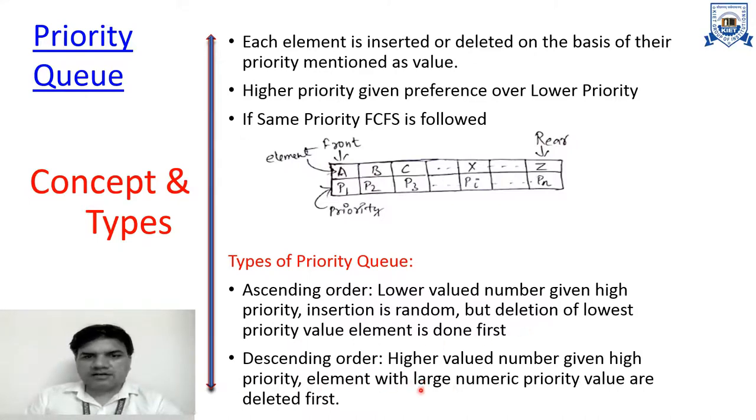Similarly, in case of descending order, we have higher valued number given the higher priority. So according to that, the data is arranged and highest priority number comes at the front. We can delete it first, like at the front whatever data is present shows highest priority, so it is deleted first.